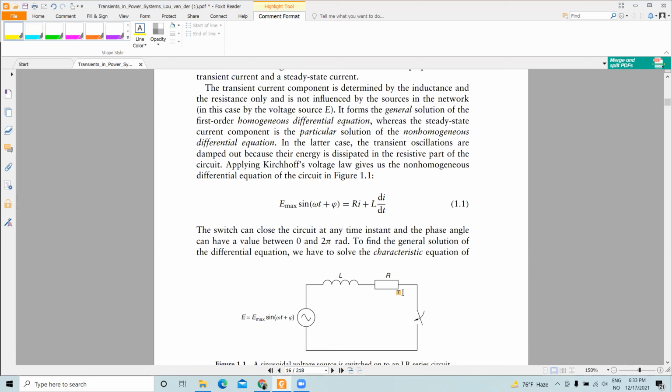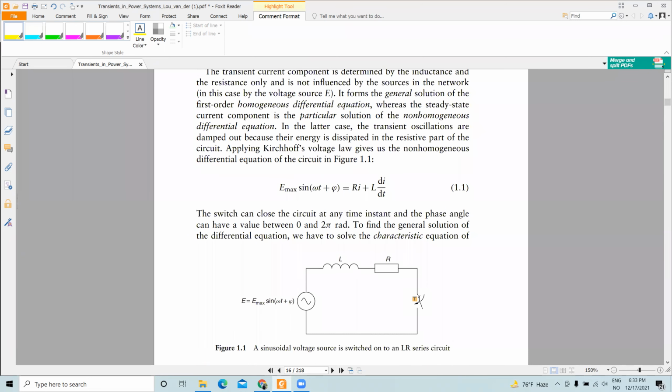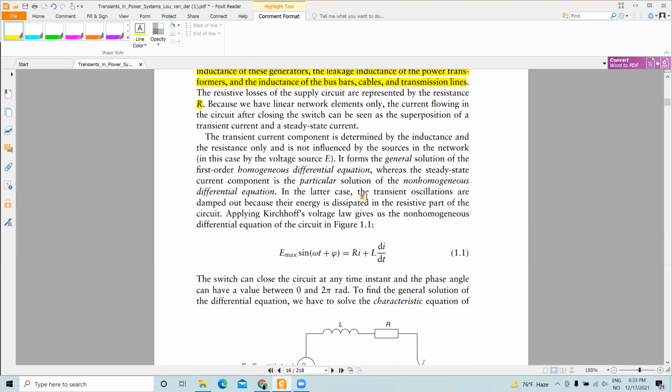If you have a circuit breaker and you close this circuit, we will try to understand what happens. This is familiar to you; I believe you have already solved this kind of problem in your undergrad studies. Because you have linear networks only, the current flowing in the circuit after closing can be seen as a superposition of a transient current and a steady state current.